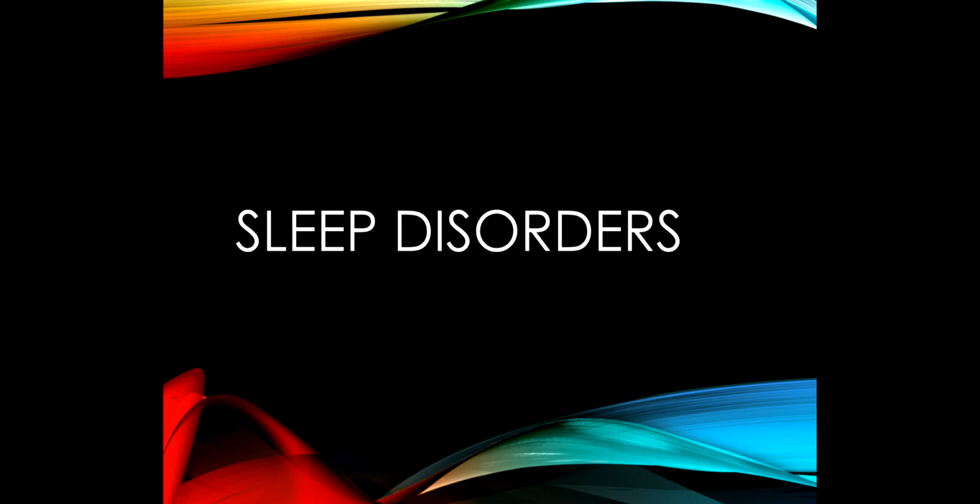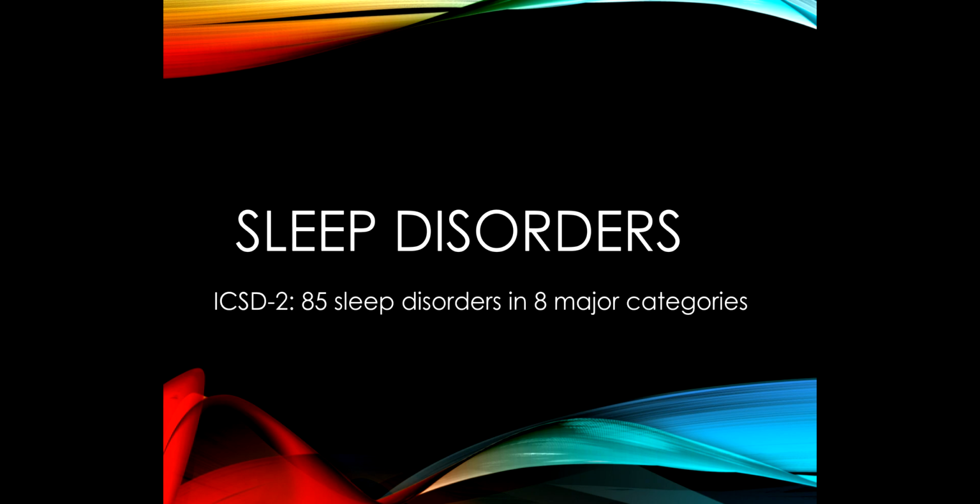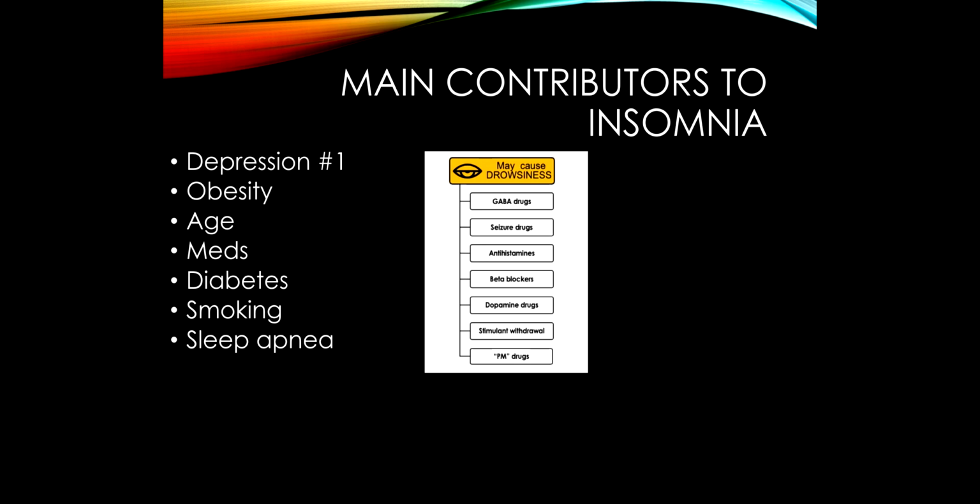Sleep disorders are an exceptionally common condition, and there are so many different types. It's always a challenge with this lecture to decide what not to include. The official classification of sleep disorders has 85 different types in 8 major categories, and so we're just going to go for the highest yield, most common disorders in this lecture.